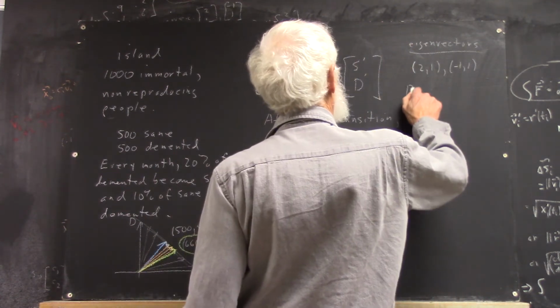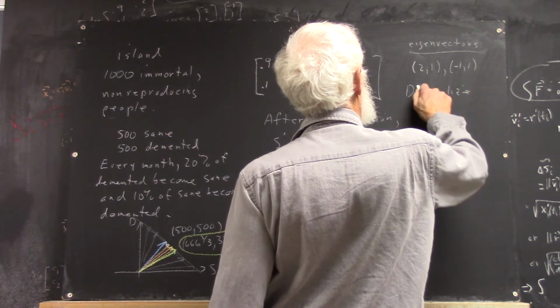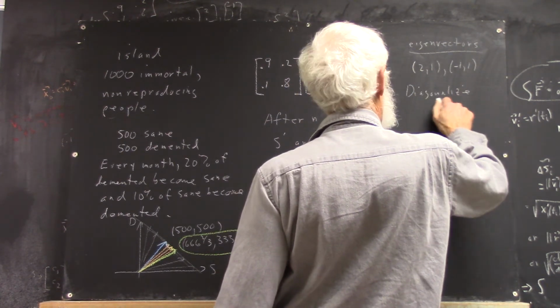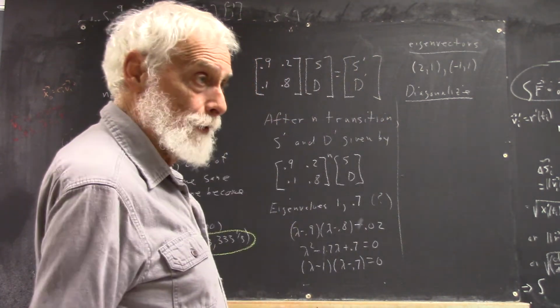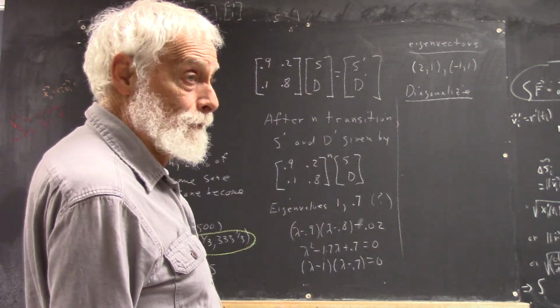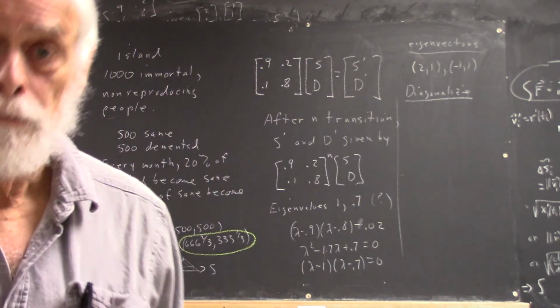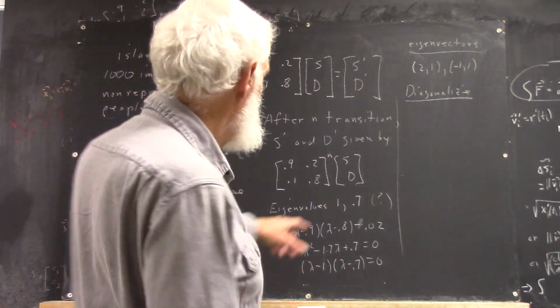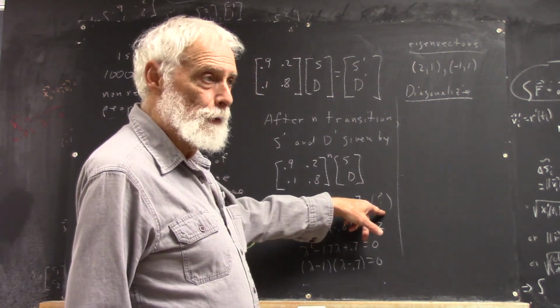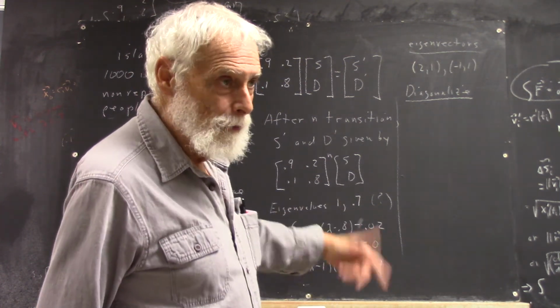Now, diagonalize. And implicitly, we're diagonalizing this transition matrix. Okay? And when I wrote these down, I wrote them down from memory with a question mark. I just wrote down the characteristic equation and factored it to verify.